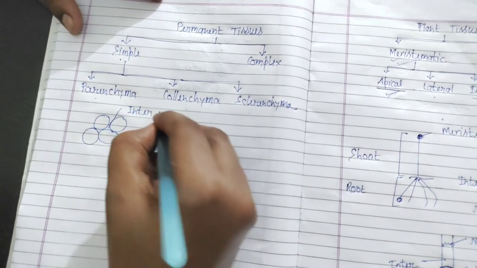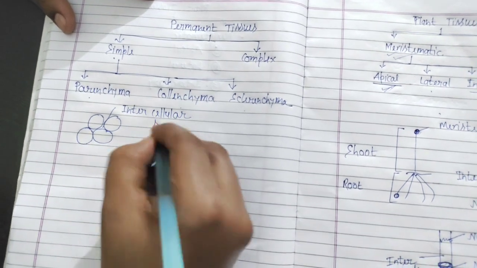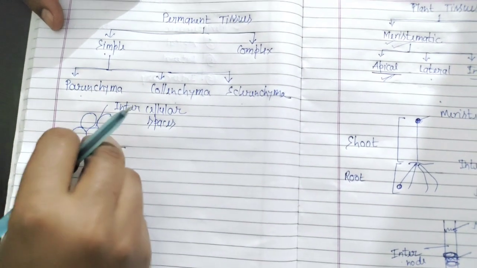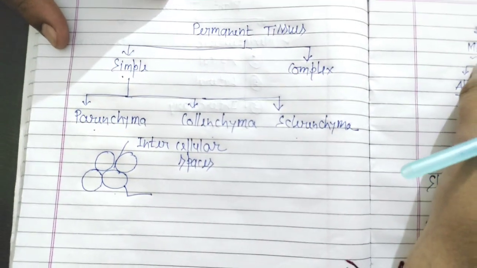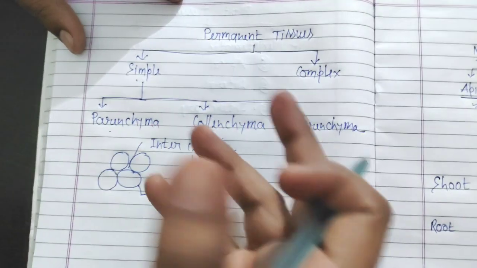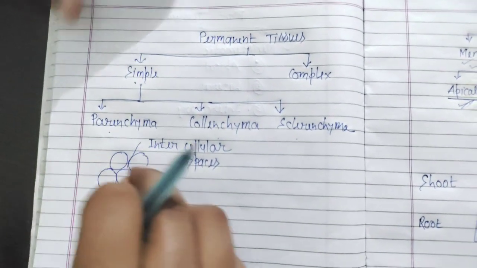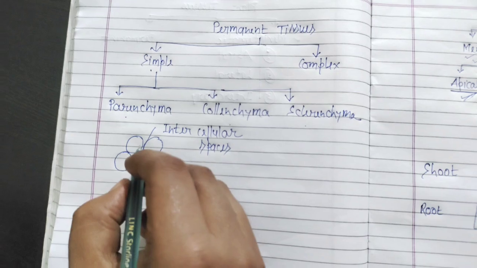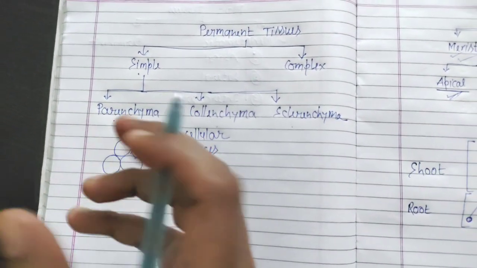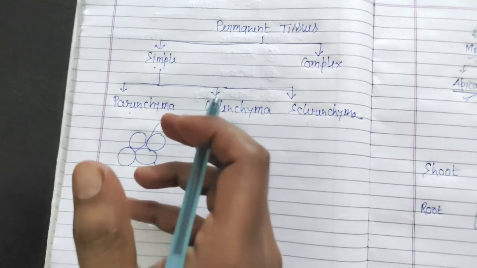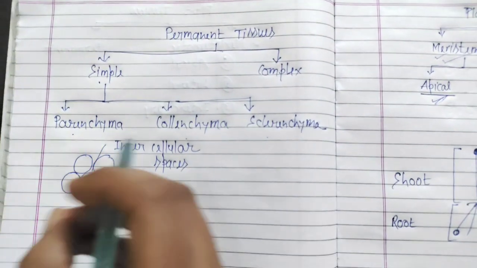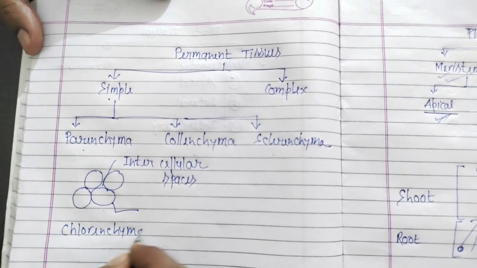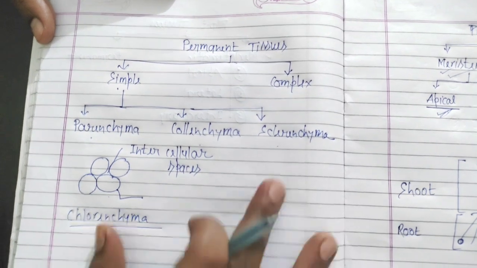Intercellular spaces and thin walled. Earlier they were meristematic tissues, but now they are converted to permanent tissues, made up of only one type of cell and having intercellular spaces. They perform a particular function, basically the storage of food, or any other particular function. If they have chlorophyll, they may form chlorenchyma. Then they will perform the process of photosynthesis.